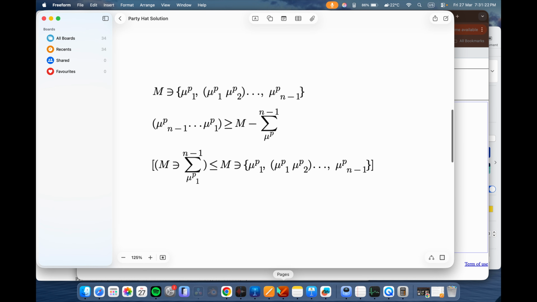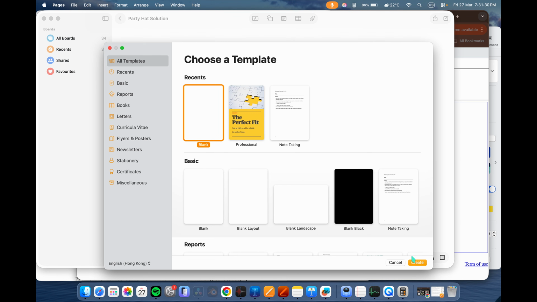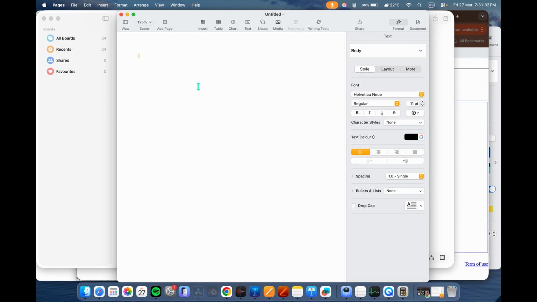So today I don't have pages open, I'm just gonna make a new document. So today we'll be attempting to measure the universe. So we're trying to find out if it is finite or infinite.